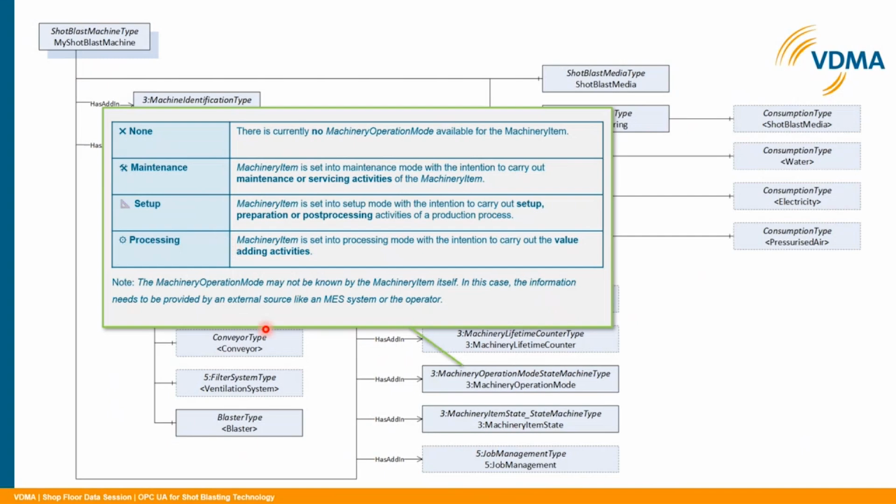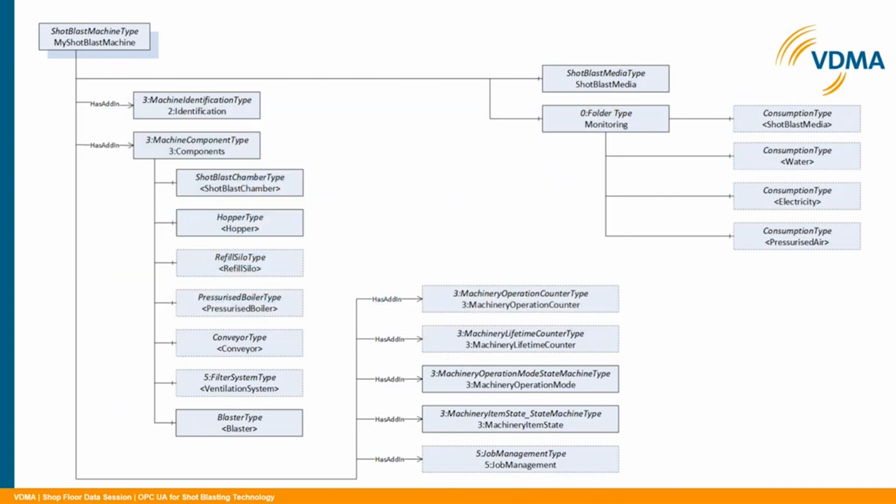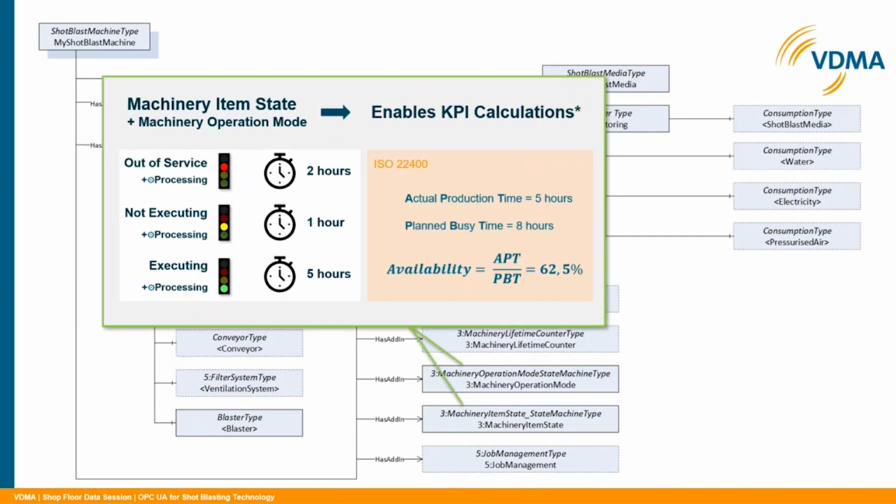And for sure, this information can't be set by the machine. It has to be set by an upper laying system. If you want to use this state machine, then the MES system, for example, has to feed the information model with this information. Why did we implement both of these state machines? Because if you have both, then you have all the information that is necessary to enable KPI calculations according to the ISO 22400.